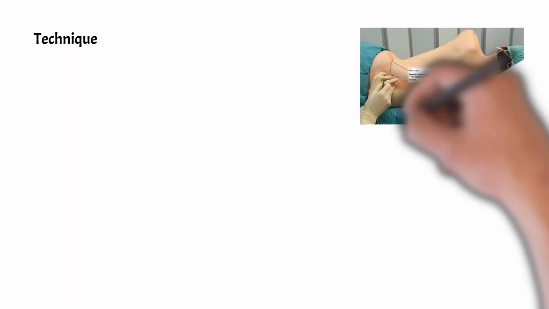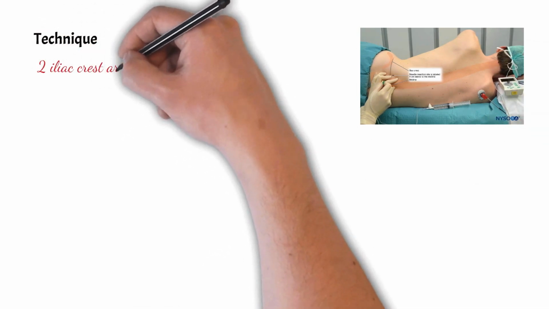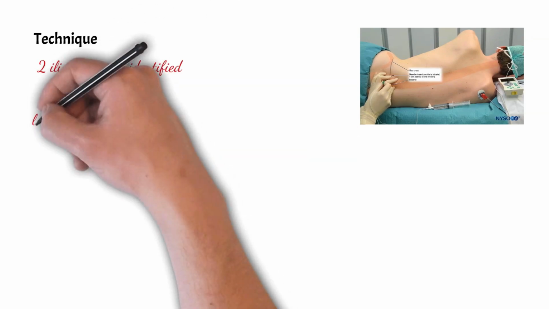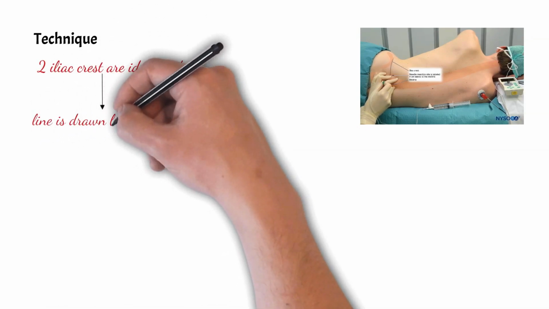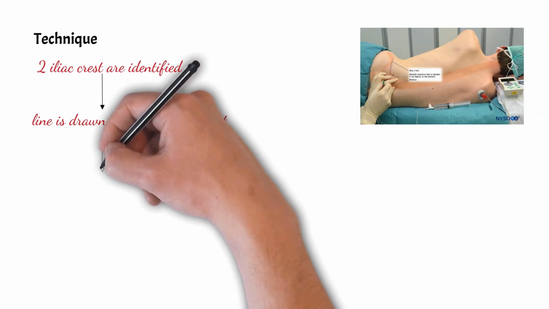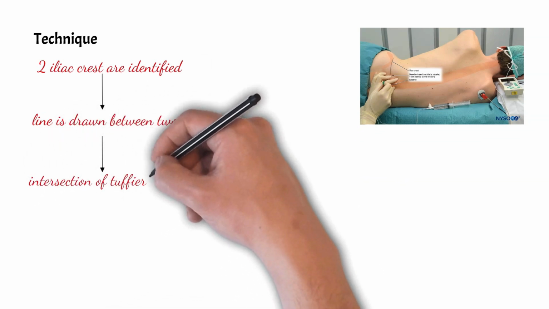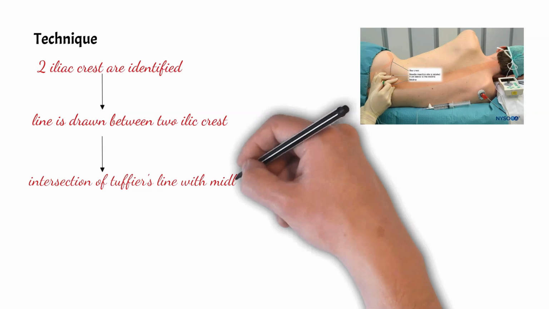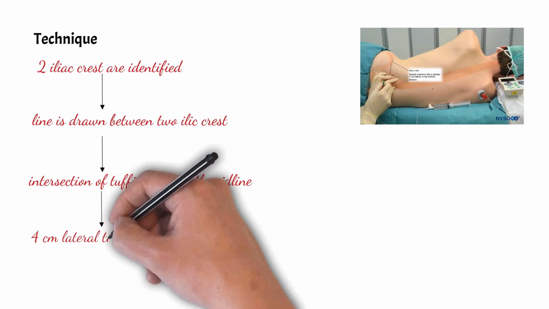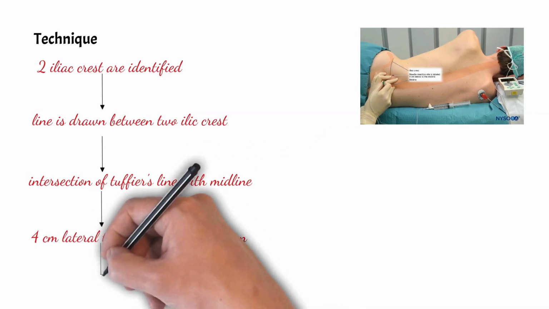This is a very important slide. Another diagram I have taken from NYSORA. First and foremost, the two iliac crests are identified. Then a line is drawn between the two iliac crests. Then there is the intersection of the Tuffier's line with the midline of the vertebrae. 4 cm lateral to the point of intersection is the mark of our entry.